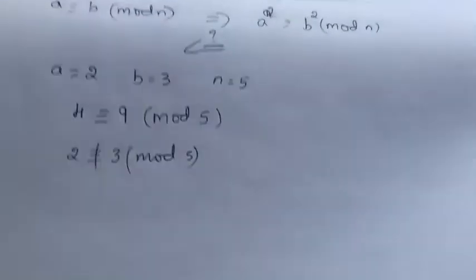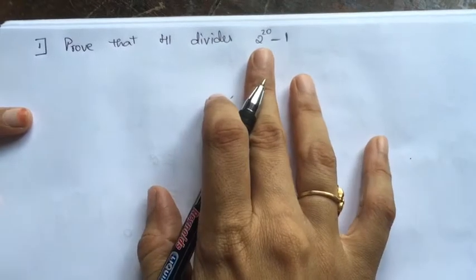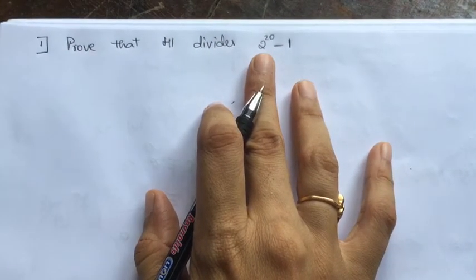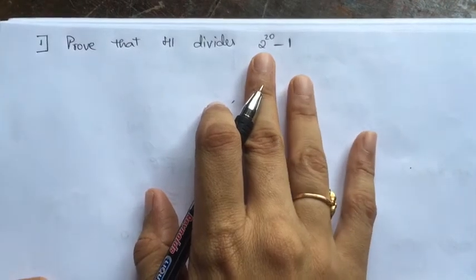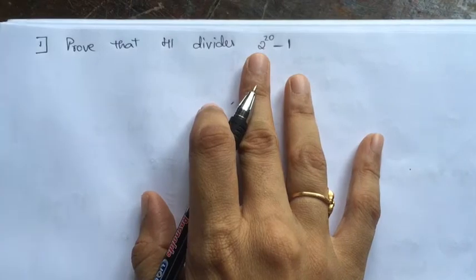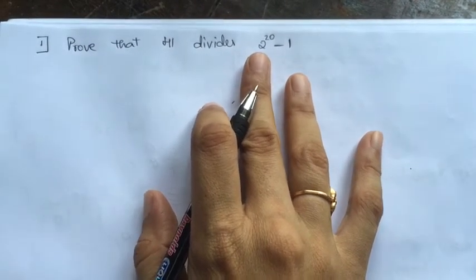Now let us solve a few problems. Prove that 41 divides 2 power 20 minus 1. Usual division is quite different. Here we use the technique of congruency.